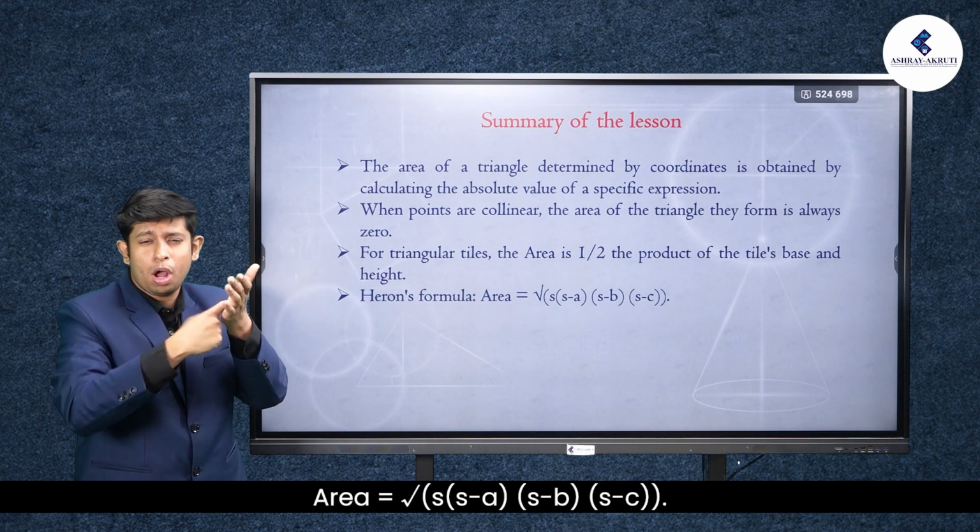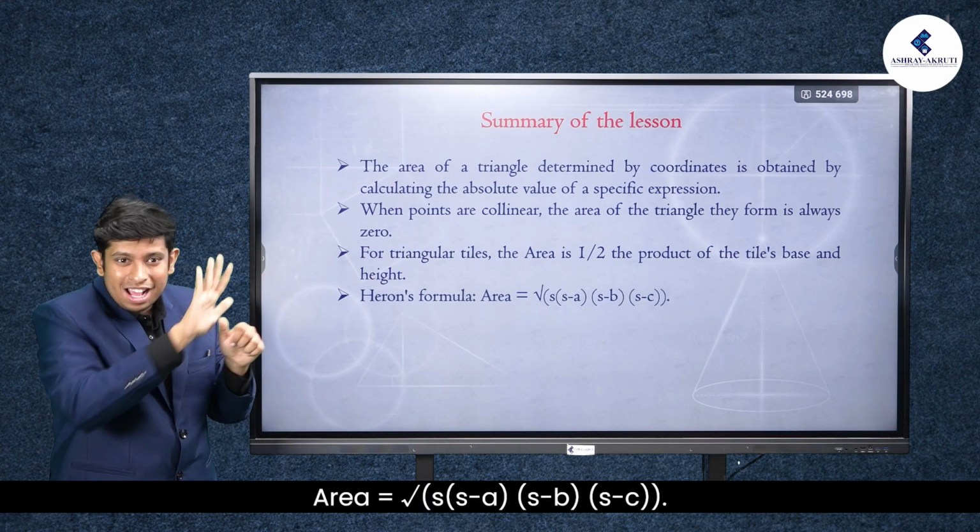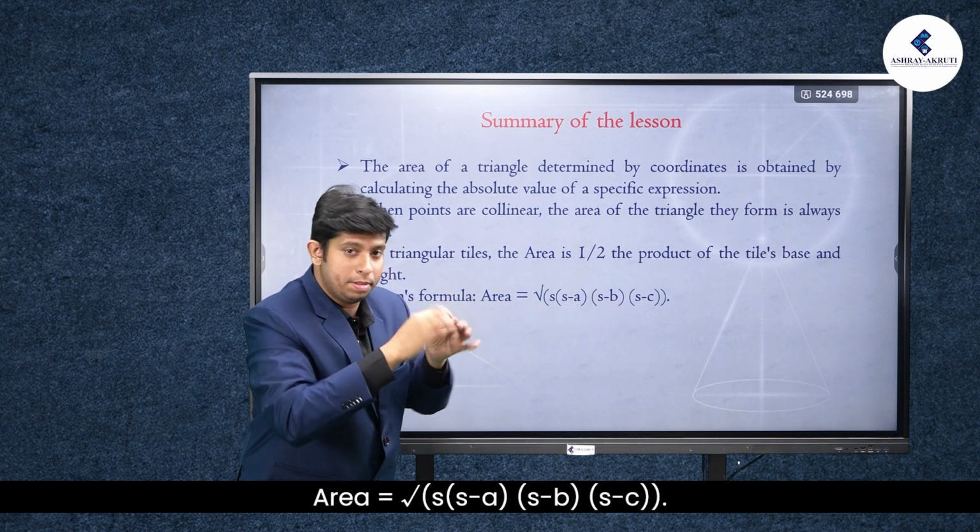Heron's formula: area is equal to under root s into s minus a into s minus b into s minus c.